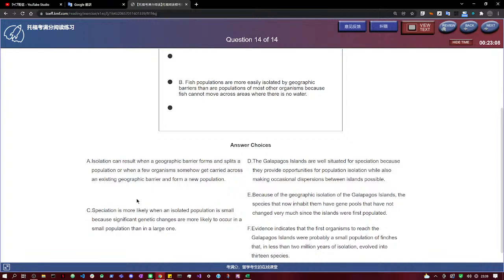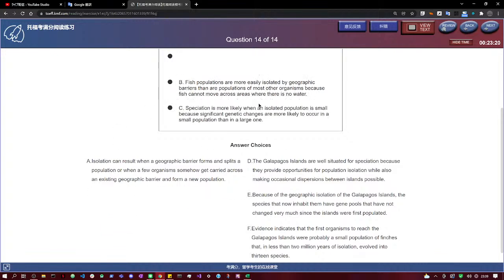Speciation is more likely when an isolated population is small, because significant genetic changes are more likely to occur in a small population than in a large one. The Galapagos Islands are well studied for speciation because they provide opportunity for population isolation while also making occasional dispersion between islands possible.